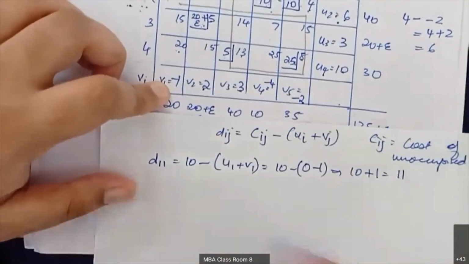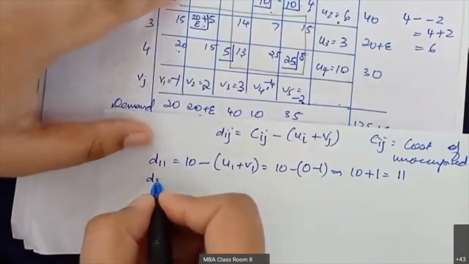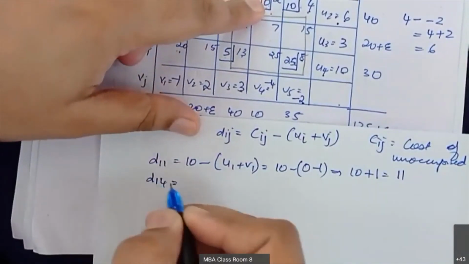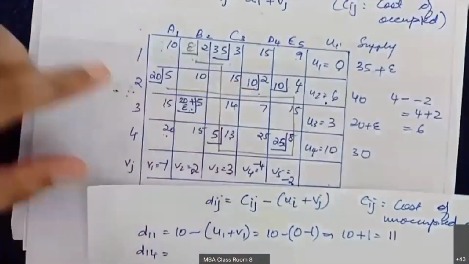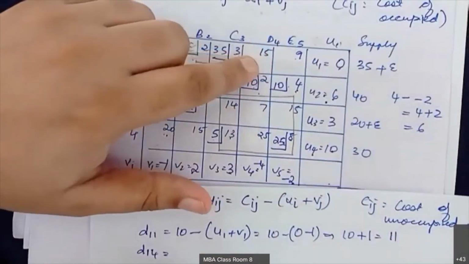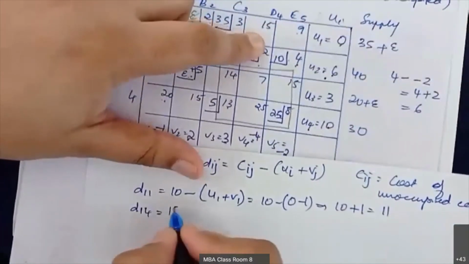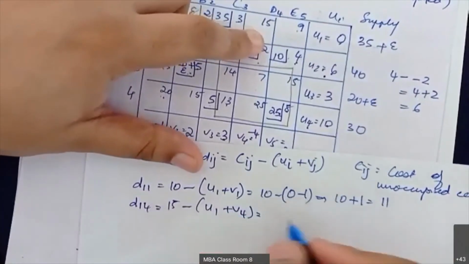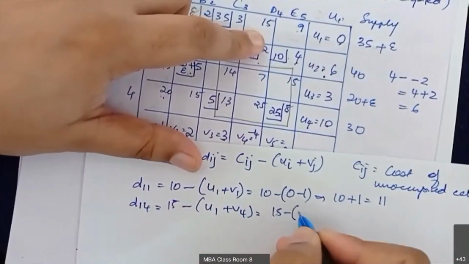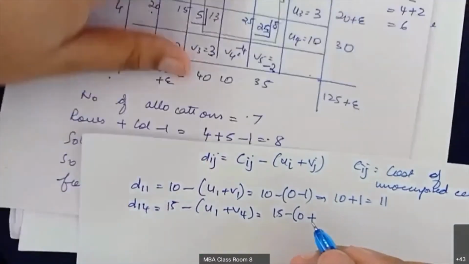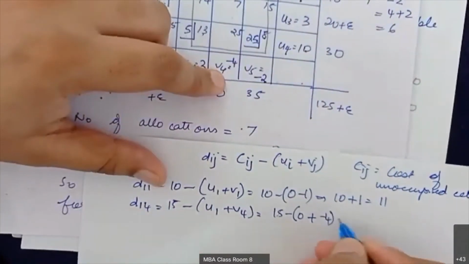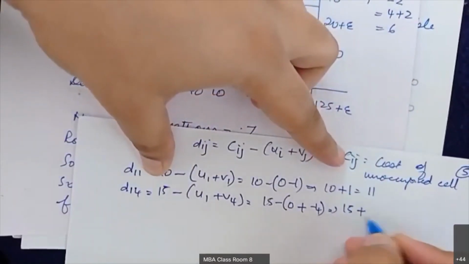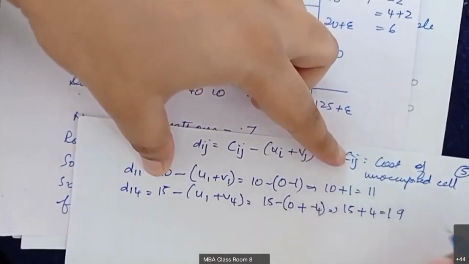Similarly, my next unoccupied cell is D14. D14, what is the cost? Can you see, D14 is empty. The cost there is 15. So 15 minus U1 plus V4, that is 15 minus my U1 value 0 plus V4 value minus 4. So 15 minus of minus is plus, 15 plus 4, my value is 19.